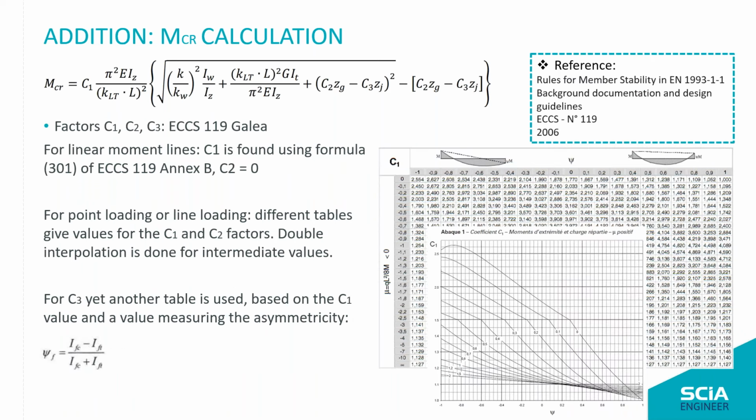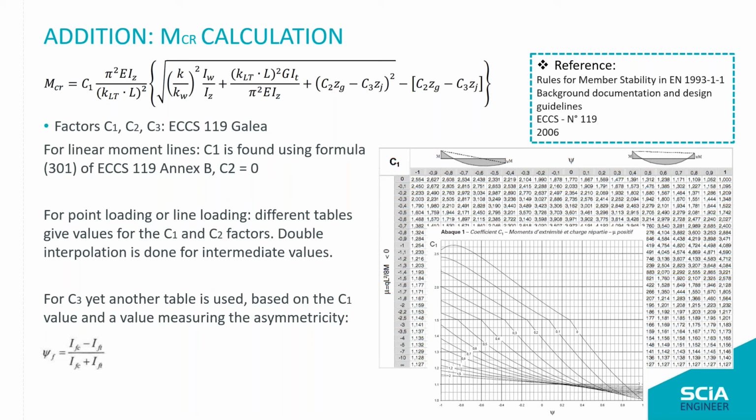Next factors to discuss are the C1, C2, and C3 factors, which account for the moment distribution, the load position, and how symmetric our section is. For this inside SCIA, we have 3 possible ways you can choose to calculate them, but the standard one is this one from the ECCS by Galea. It's also the most known one, I think.